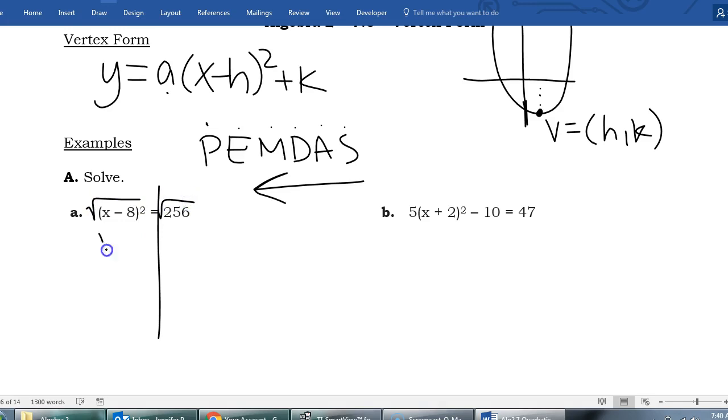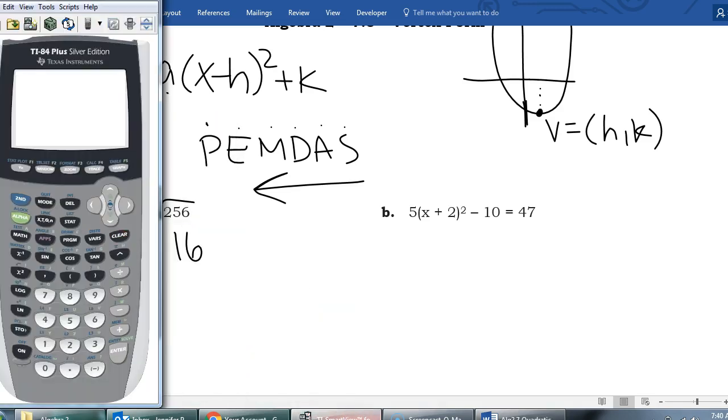On the left side, that leaves us with x minus 8. The square and the square root cancel each other out, and since there's nothing else left outside of the parentheses, they are gone. The square root of 256, you might say, is 16, but I would argue it's not technically just 16. Let me check the square root of 256 on my calculator.